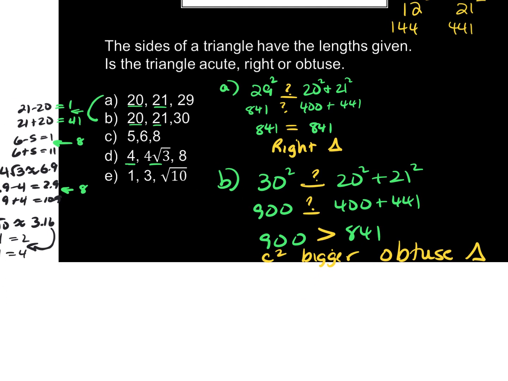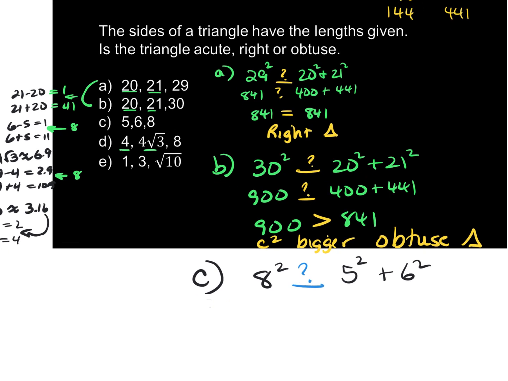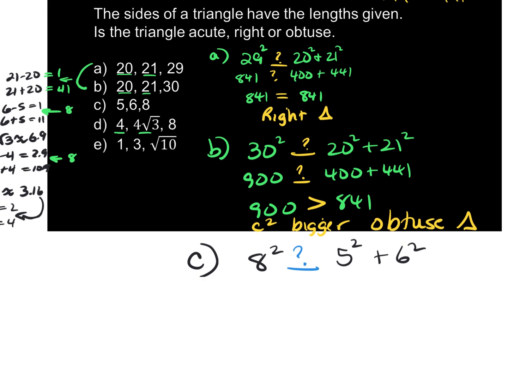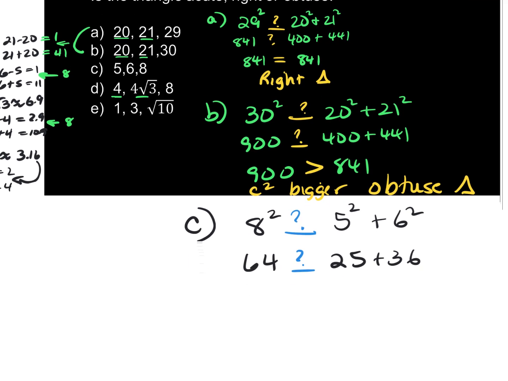For part C, we're gonna again take the biggest number, the 8. I don't know the symbol yet. And then I'll fill in the 5 squared and the 6 squared. 8 squared is 64. Don't know the symbol. 5 squared, 25. 6 squared, 36. Have to add 25 and 36, I get 61.